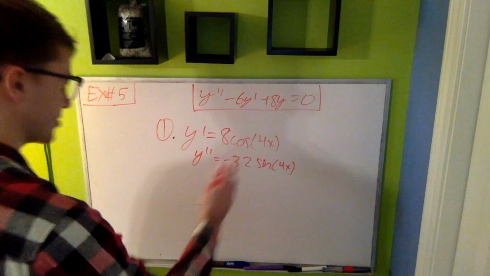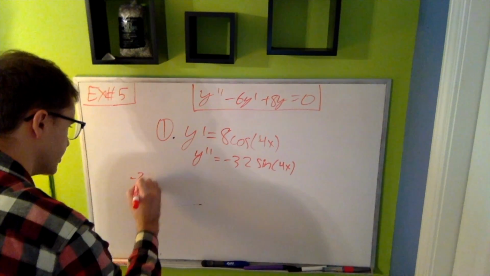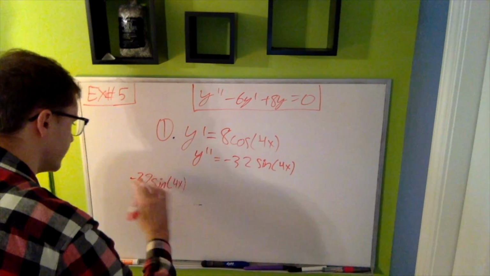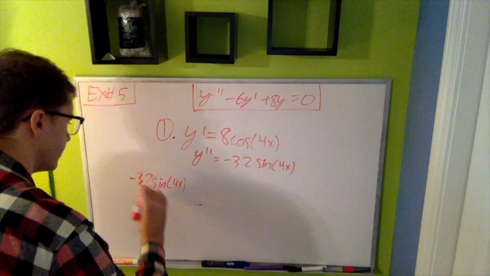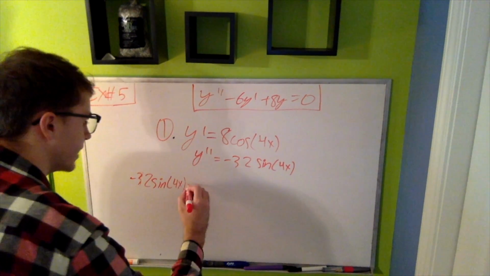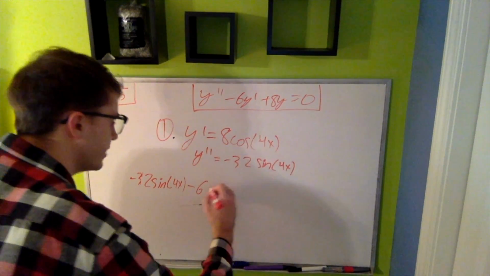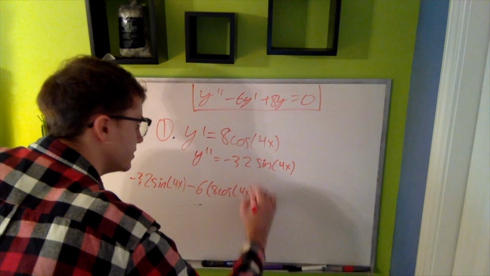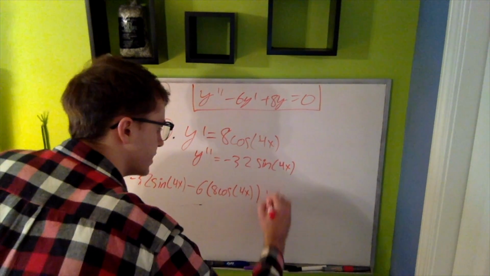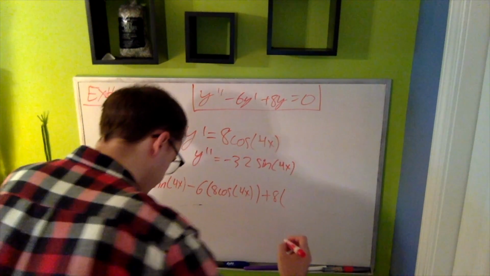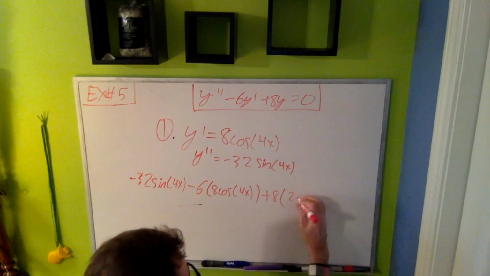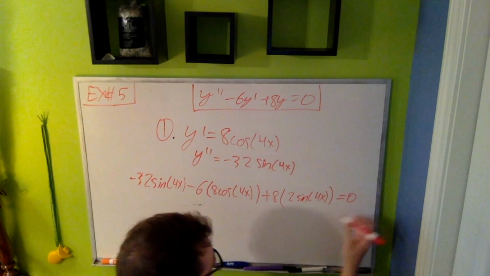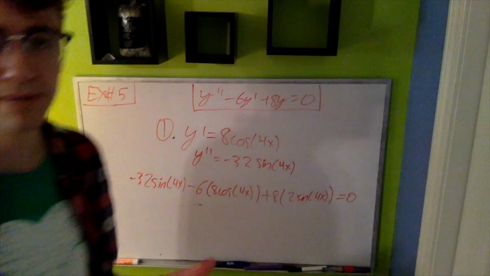All right, plugging into my differential equation, I have y double prime, which is negative 32 times the sine of 4x, minus 6 times the derivative of y, which is 8 cosine of 4x, plus 8 times y, which is 2 times the sine of 4x. And the nice part about this problem is that it just needs to be equal to 0.